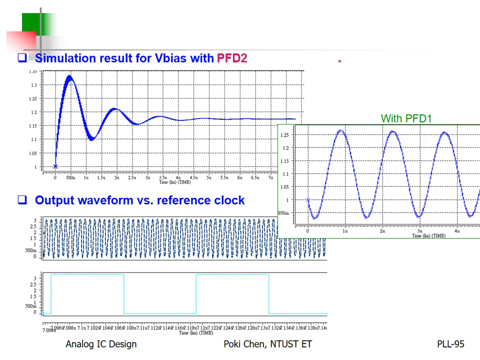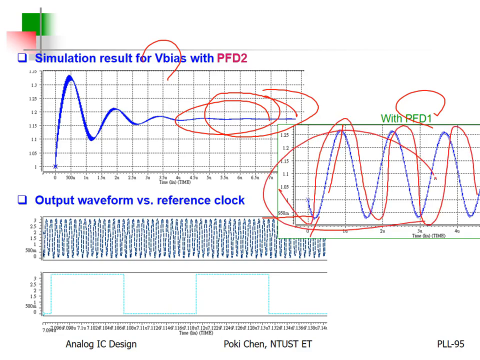You can see with phase detector 2, PFD 2, without dead zone. Wow. After locking, the ripple on your V-bias is really small. And with PFD 1, you can see it go from 0.950 all the way to 1.25. It doesn't make any sense. Such a huge variation on your VCO input will cause a lot of output jitter.